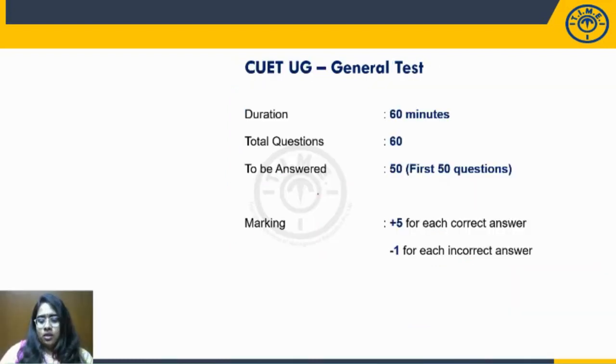Okay. Now the CUET general test had a duration of about 60 minutes. The total questions that were given in the paper were 60, out of which 50 questions were expected to be attempted. Now if you attempted more than 50 questions, they will only take the first 50 questions as your attempt, and the rest of them will not be taken into the assessment. Now the marking scheme for this particular test was +5 for each correct answer and -1 for each incorrect answer.